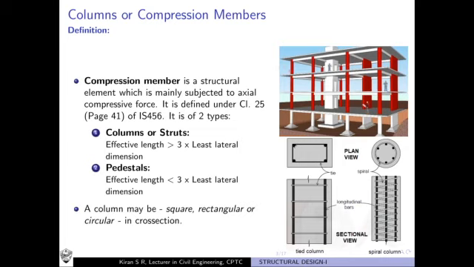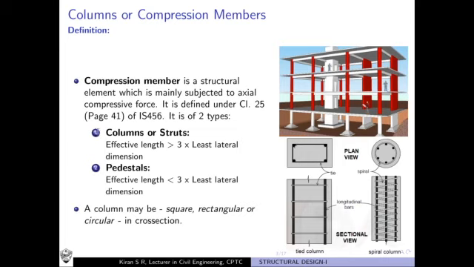The kind of loads which the columns will be subjected to are generally compressive in nature. So these structural elements which experience compressive loads are called compression members. So here we first define compression member as a structural element which is mainly subjected to axial compressive force. The axial force is compressive in nature. Okay, and columns are a kind of compression members, about which we are going to study now.